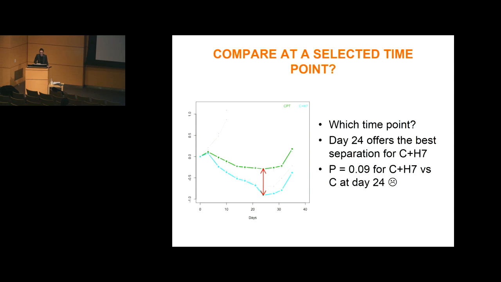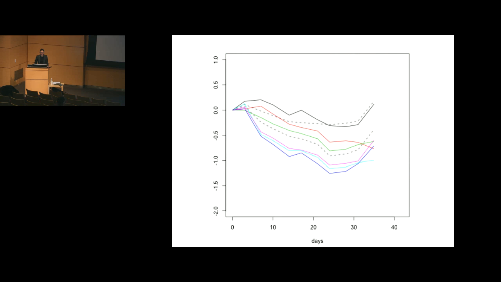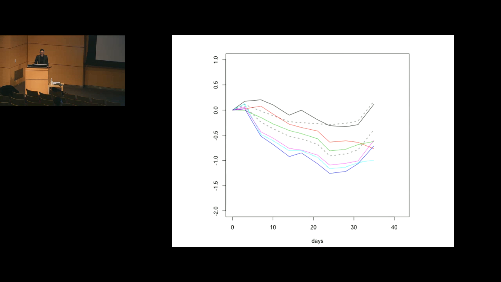You find a p-value of 0.09, which is still not significant. So now we look at this group more closely. There are 6 mice, and we see there the average effect. And this black line, this is the same figure closer.